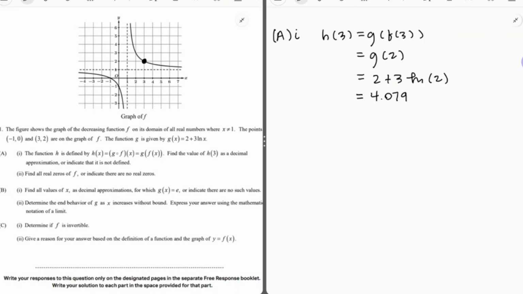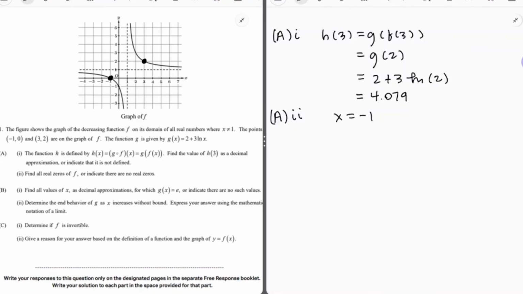Always. So find all real zeros of f or indicate that none exist. Okay, we're looking at a picture of the graph of f, and well, they told us that the points (-1, 0) and (3, 2) are on the graph of f. I feel like that was pretty helpful. Part A2, I'm just going to say x equals -1 is the only one I'm seeing. Decreasing function f on its domain of all real numbers, except where x is -1.